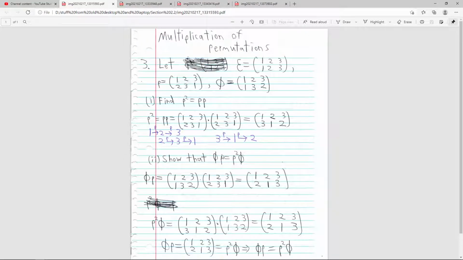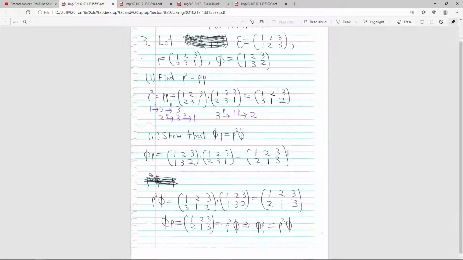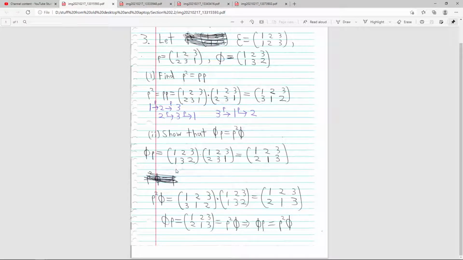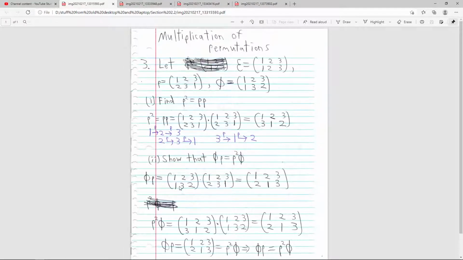Show that psi p equals p squared psi. So we have psi and we have p. P from up here, 1, 2, 3, here. So 1 goes to 1, and 1 goes to 2, so 1 goes to 2. 2 goes to 3, 3 goes to 1, so 2 goes to 1. 3 goes to 2, 2 goes to 3, so 3 goes to 3.